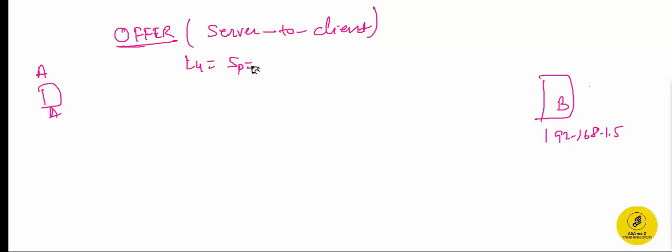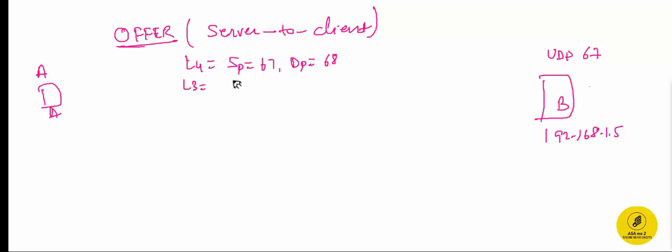The source port of this packet will be UDP 67, because the DHCP server listens on UDP 67. So because this is initiated from the server side, the source port will be UDP 67 and the destination port will be UDP 68. Okay. Then we go down to layer 3.